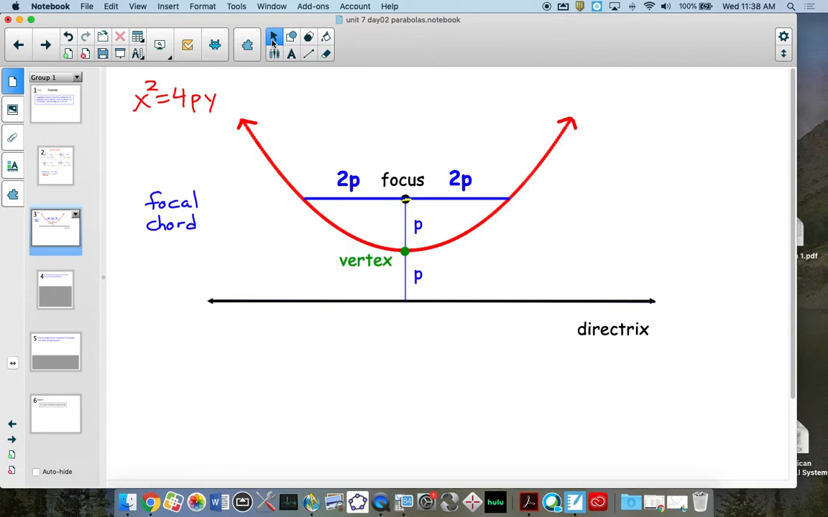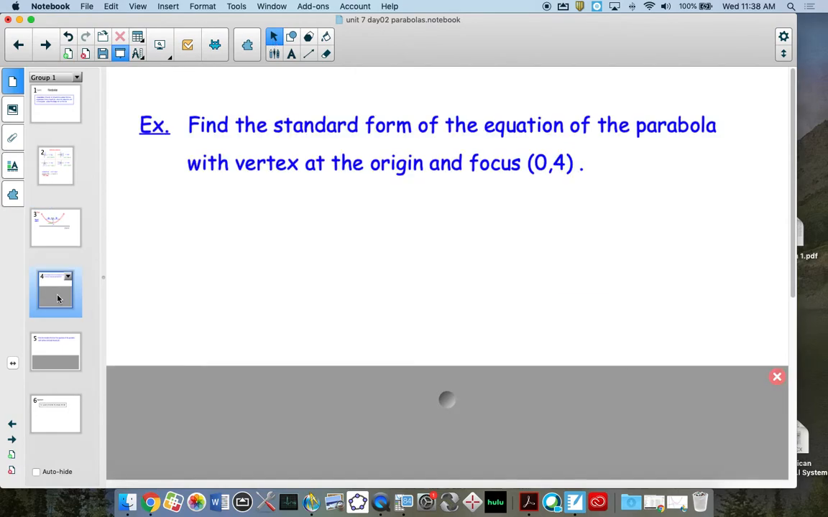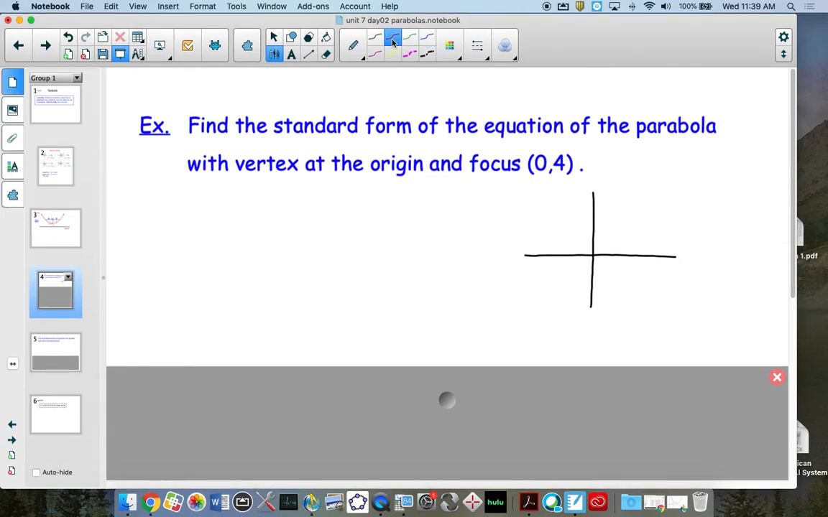Alright, so now let's do a few practice problems. Find the standard form of the equation of the parabola with the vertex at the origin and focus at 0, 4. Now, I highly recommend it's always a good idea to draw a quick picture, just to give you an idea of what you're looking at. So, the focus is at 0, 4. Let's put that in red. 0, 4 is right about there. And the vertex is at the origin. So you know that this is the way it has to go.